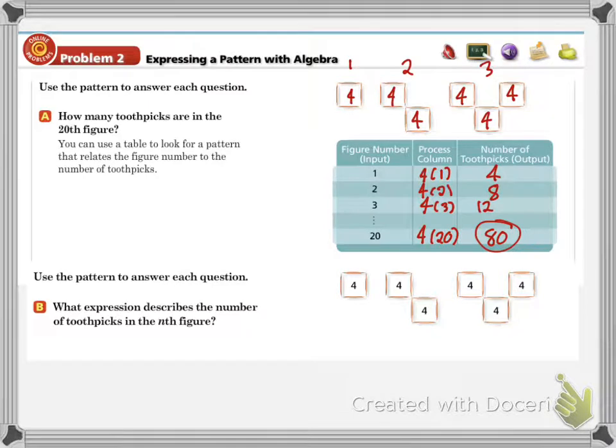So last but not least, part B is asking, what expression describes the number of toothpicks in the nth figure? So before we were given an actual number, now they just want to know n is the variable that's going to describe the figure here, the nth figure. I saw, looking at part A, figure 1, I did 4 times 1 to give me 4 toothpicks. Figure 2 was 4 times 2. Figure 20 was 4 times 20. Figure n would just be 4 times n. So that would be the algebraic expression that I would use to describe the number of toothpicks in the nth figure.